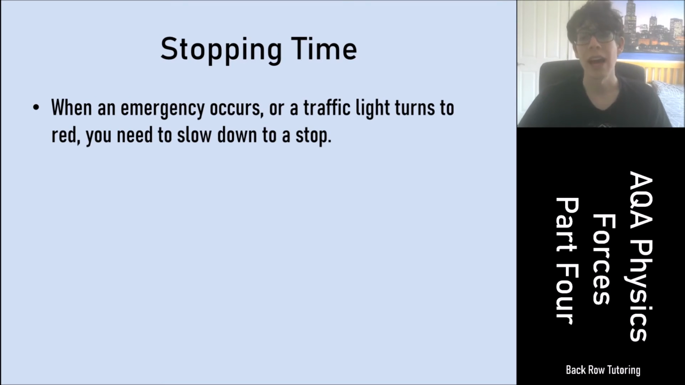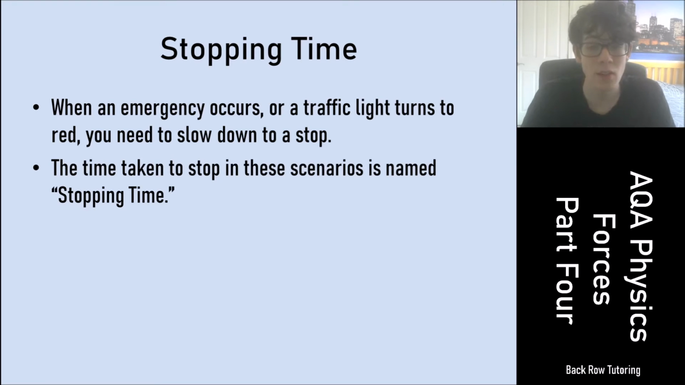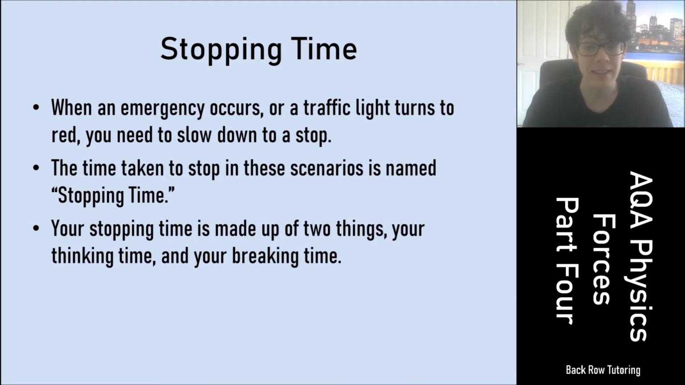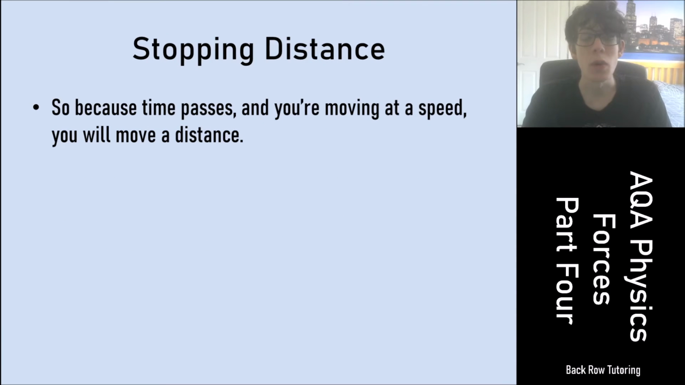Next, we're going to have a little look at stopping time. When an emergency occurs or a traffic light turns to red, you need to slow down to a stop. The time taken to stop in these scenarios is named stopping time. Your stopping time is made up of two things: your thinking time and your braking time. But during these times, you are still actually moving. So, because time passes and you're moving at a speed, you will go a certain distance during the time that you are stopping.